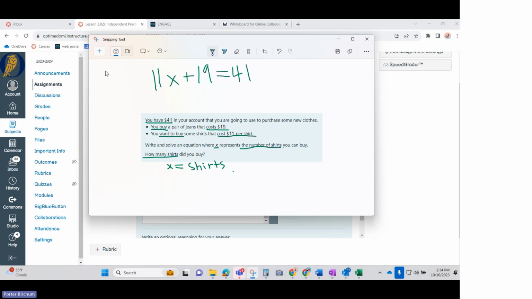So let's find out how many shirts I can buy. Let's use this opposite order of operations strategy to solve this two-step linear equation. So instead of PEMDAS, it is SADMIP. We're going to start with the subtraction, addition, then divide, multiply, then exponents, then parentheses. So subtract 19 from both sides of my equal sign. That turns this into 0. Anything plus 0 doesn't change the number, so it disappears.